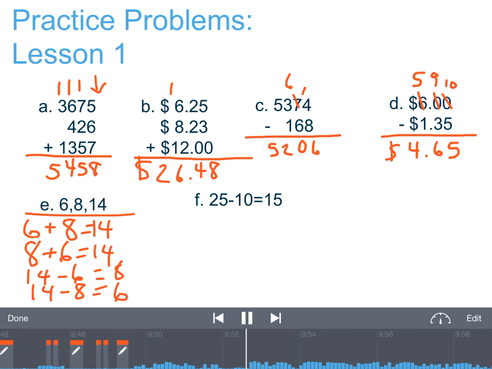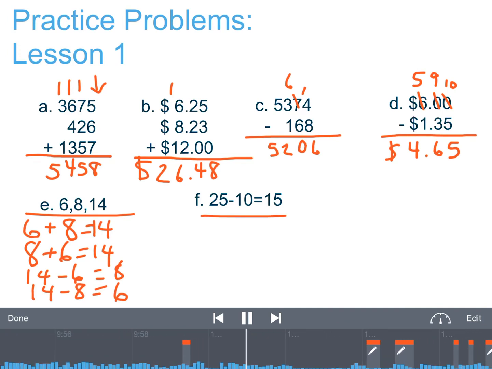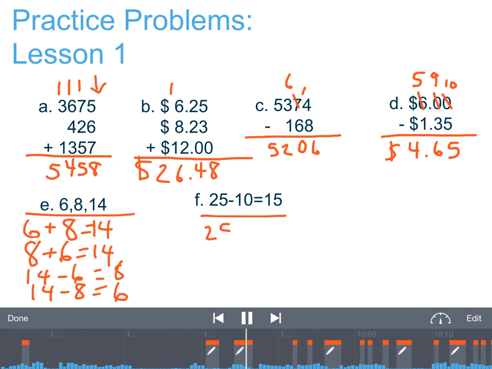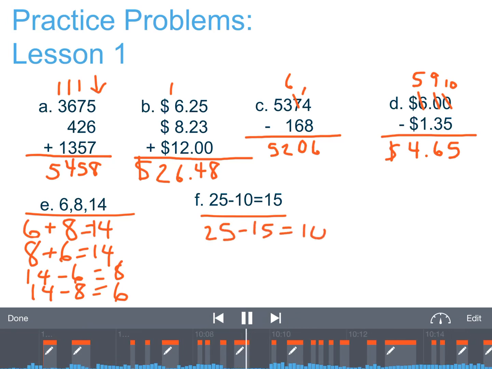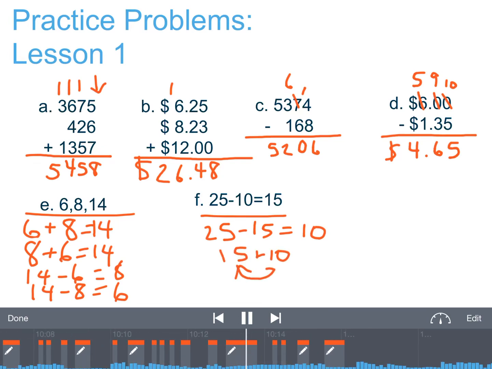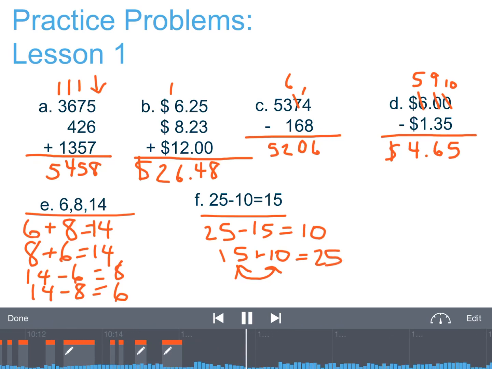They're fun. And then F says, rearrange the numbers in this subtraction fact to make another subtraction fact and 2 addition facts. Okay, so we have 10, 15, and 25 are a fact family. So we're just going to swap those 2 smaller numbers, and we're going to add the smaller numbers, okay? And obviously, you're going to write these problems out.